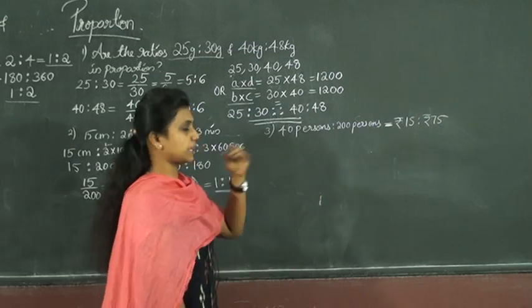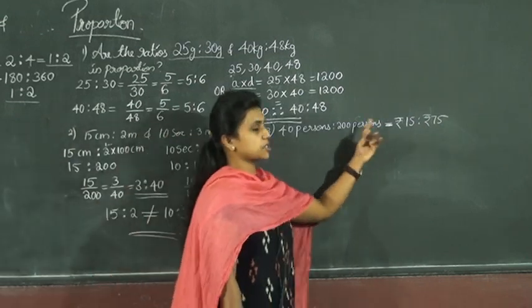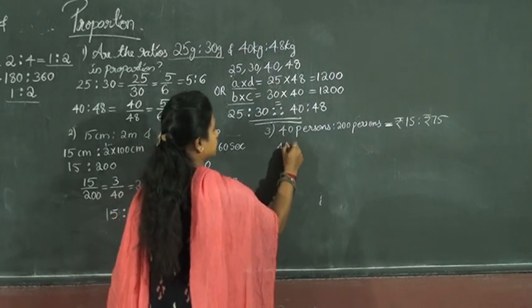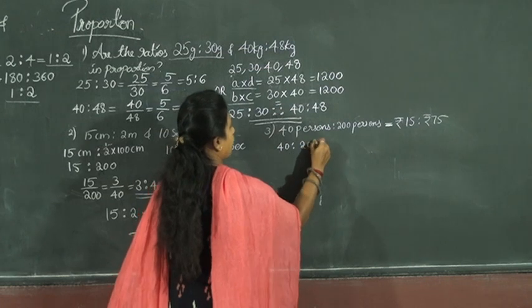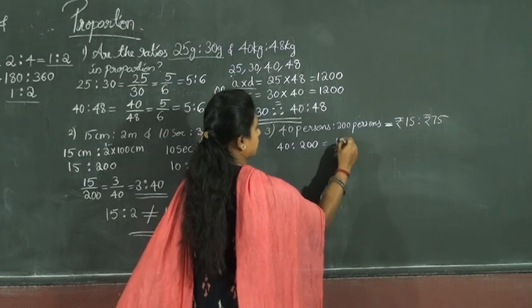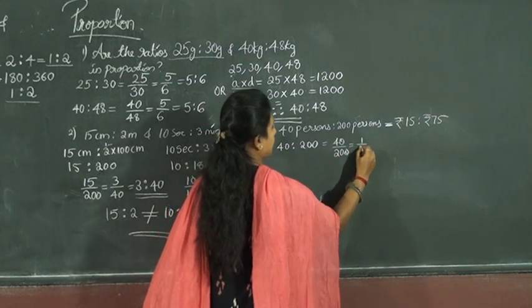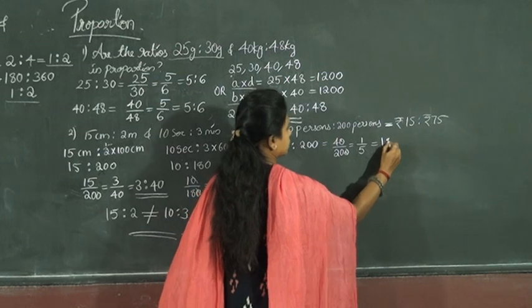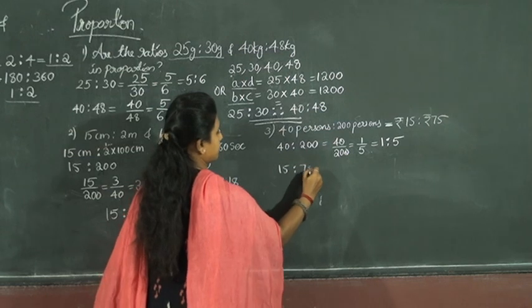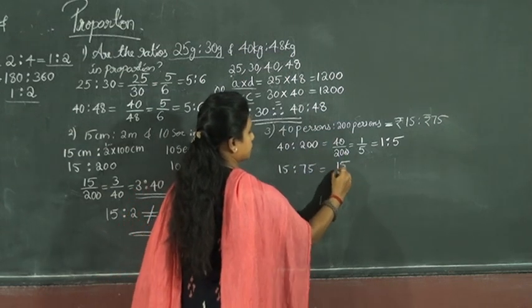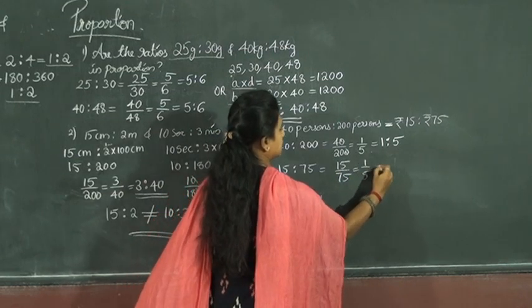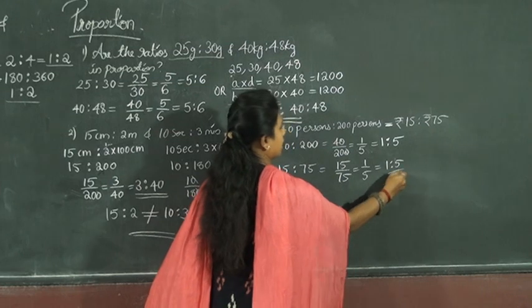Here you want to check whether they are in proportion. Equal is given, but you have to check whether they are in proportion or not. So first one, 40 is to 200. What is 40 is to 200? It is 40/200. Cut 2 zeros, that is 1/5, that is 1:5. In the same manner, 15 is to 75, write in fraction form, that is 15/75, which is equal to 1/5, that is equal to 1:5. See?